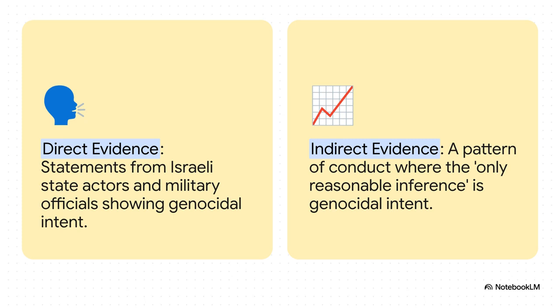First, it looks at direct evidence, things like public statements from Israeli officials. But it also looks at indirect evidence, which is all about patterns. The idea is that you look at a pattern of conduct that is so consistent that, the Commission says, the only reasonable inference you can draw is genocidal intent.